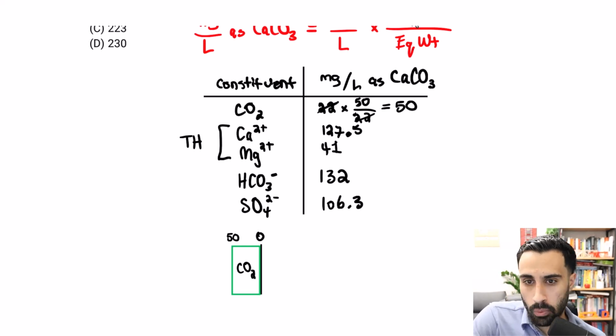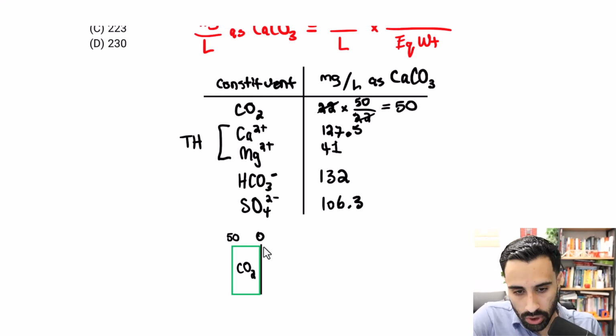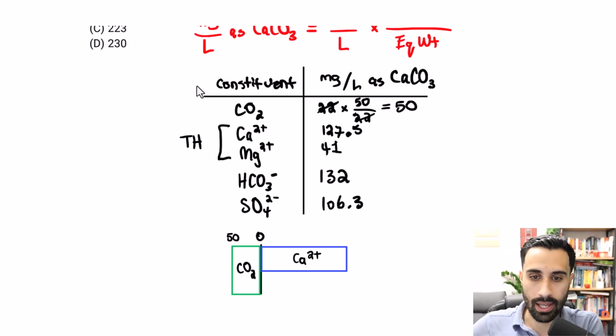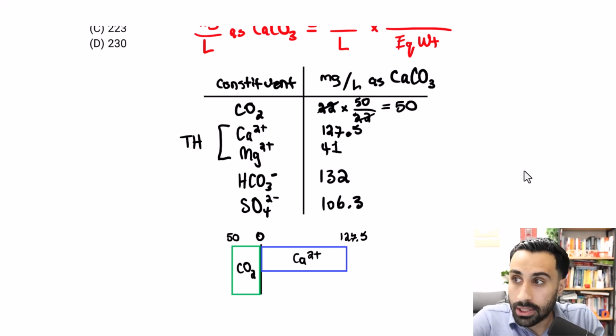So let's start with the calcium. So we start at 0, increase at the top. And I'm going to estimate it something like that. And that will be the calcium 2+. And that amount for that one is 127.5. Then we continue with the magnesium.